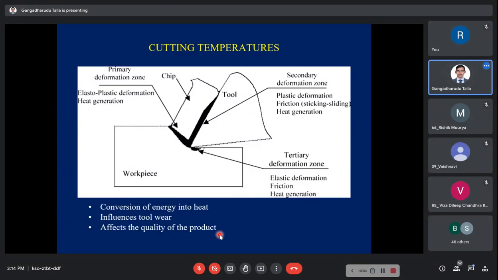Once the heat is more, the surface finish also becomes poor, due to built-up edge. And scaling will also come into the picture. If the heat is high, oxidation will also take place on the surface of the machined region. So that is also not good.